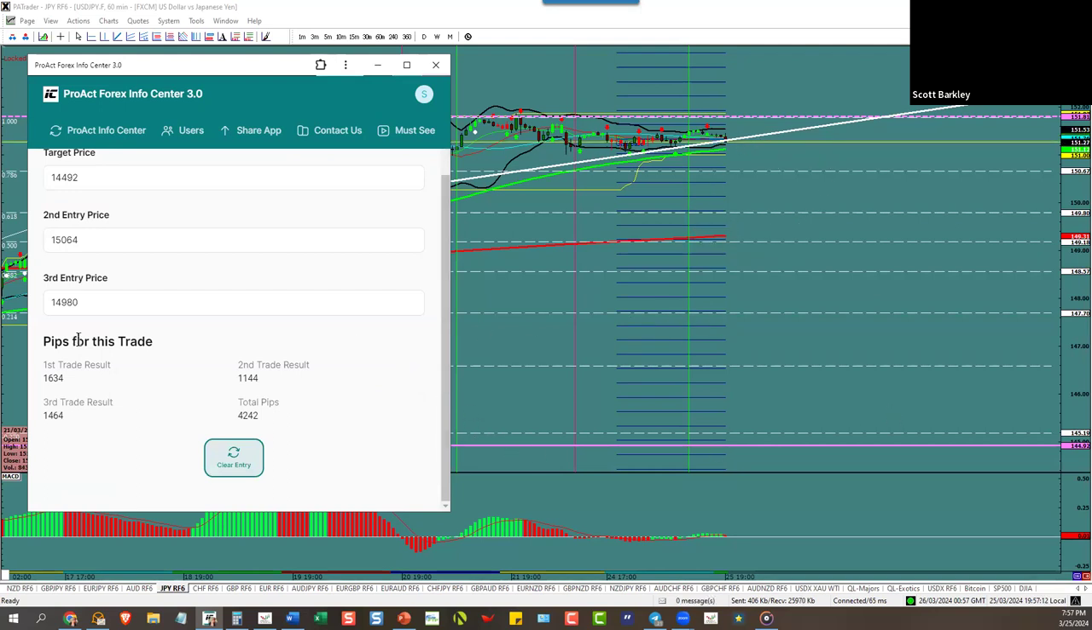But if you just execute those three trades, nothing but those three trades, trade one, trade two, and trade three, that's 4,242 pips without the extra one. Anybody interested in that? So if you got a small account, that's what you do. You trade those three positions and you just hold them, and move your stop, move your stop, move your stop.